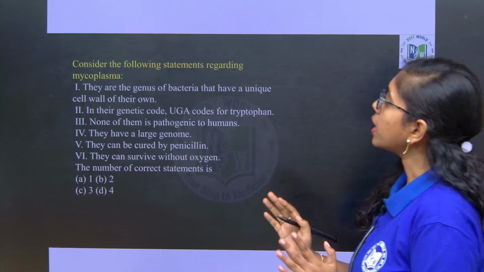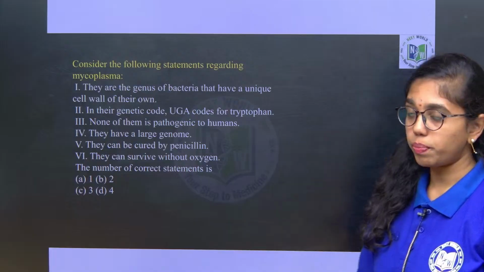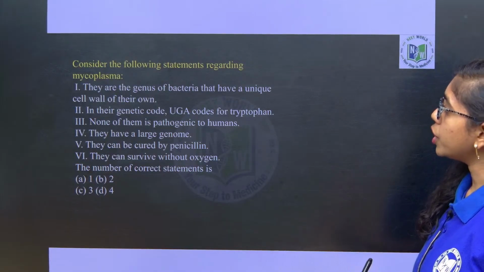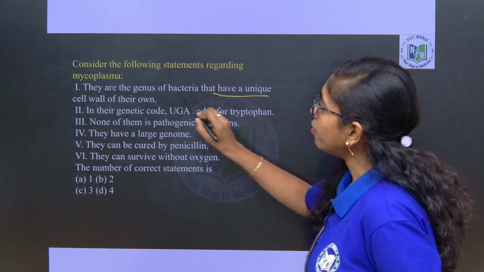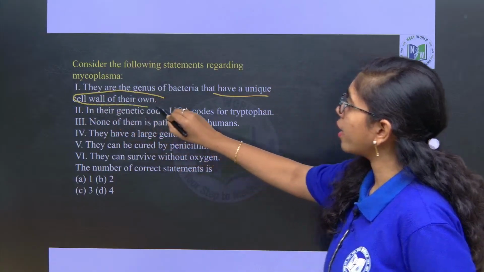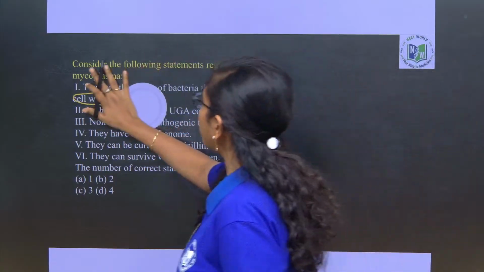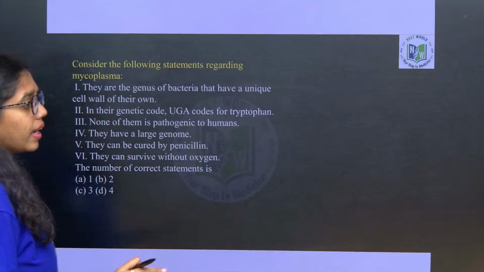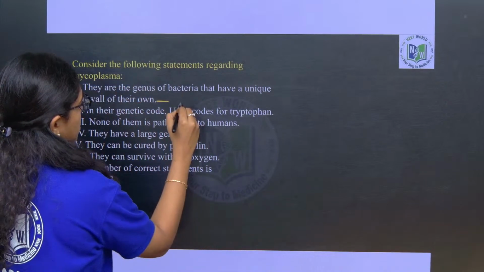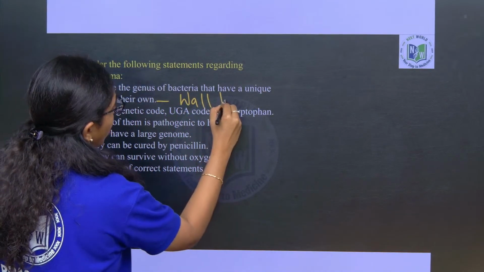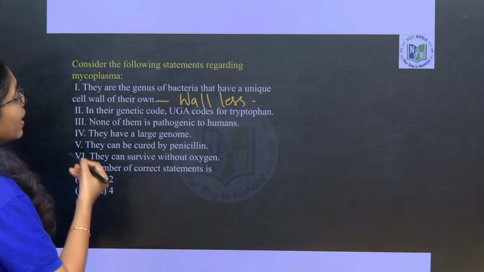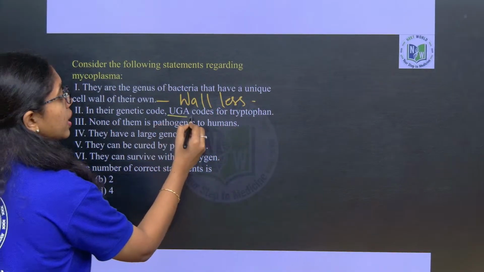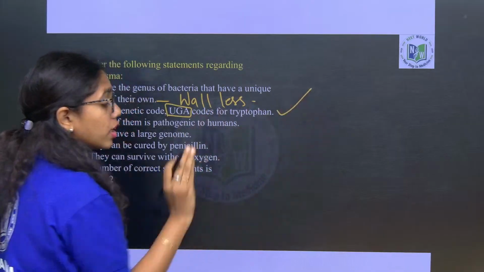Next, consider the following statements regarding Mycoplasma. They are a genus of bacteria that have a unique cell wall of their own. Wrong. Mycoplasma are the smallest bacteria. They are wall-less. They don't have a cell wall. In their genetic code, UGA codes for tryptophan, that is true.